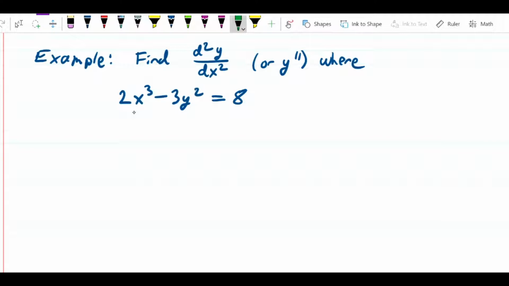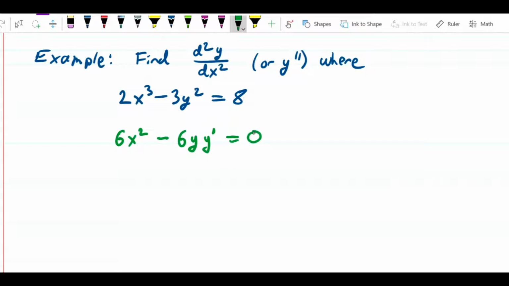So first let's go ahead and find the first derivative implicitly. So the derivative of 2x cubed is 6x squared, and the derivative of 3y squared is going to be 6y, and since we're finding dy over dx, this is going to be y prime. I could write it as dy dx, but I'm just going to write it in the shorter form, y prime. And of course the derivative of the constant is 0.